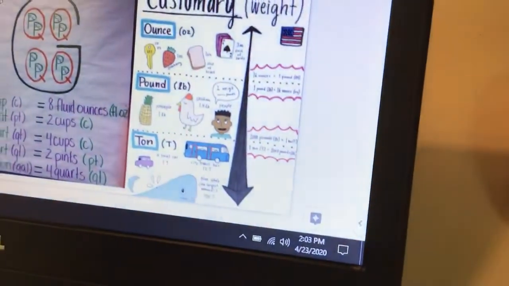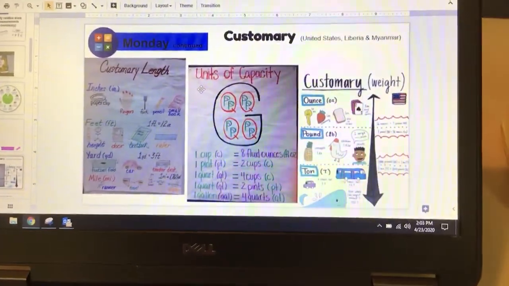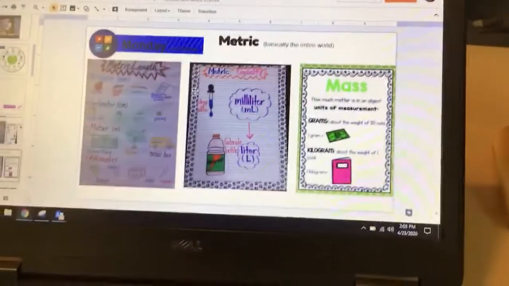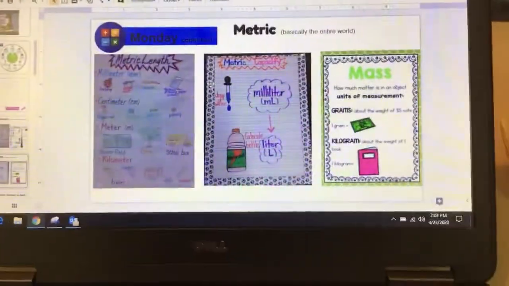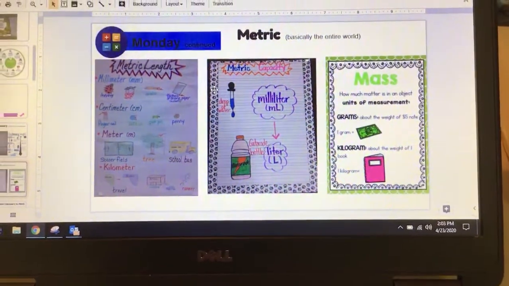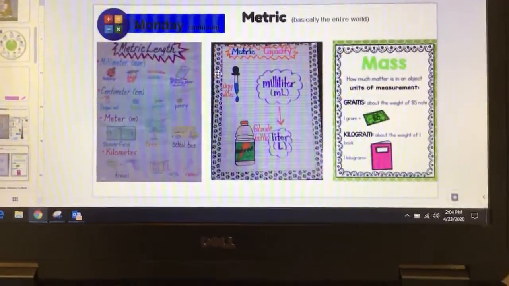And then a ton would be something like a bus or a whale. You would measure that in tons, okay? And that would be what would be considered our customary for the United States. Now, here's the thing: the rest of the world uses the metric system, okay? The metric system is based on, as you saw in the book, tens and hundreds and thousands.